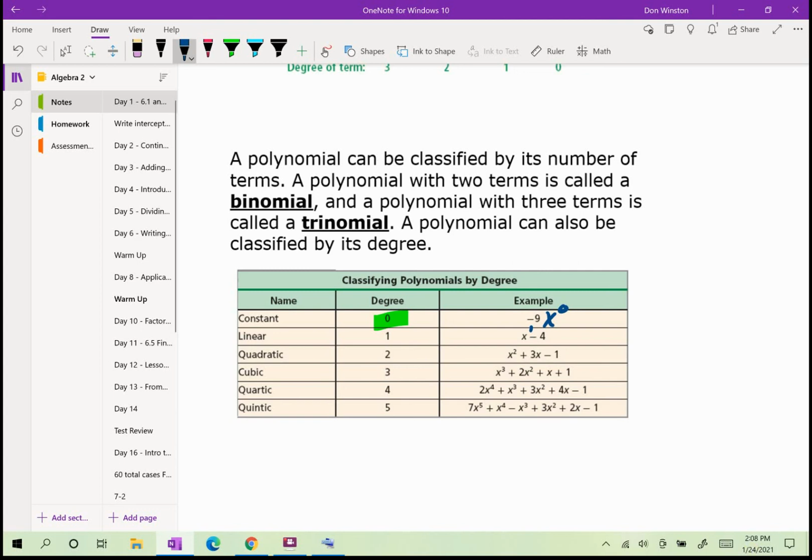So x squared plus 3x minus 1 would be a quadratic. We would call that a quadratic trinomial. This linear term, we could say is a linear binomial. And then we can say this is a quadratic trinomial. And then we have a cubic, degree 3, and we would just call that a cubic polynomial because it has more than 3 terms.